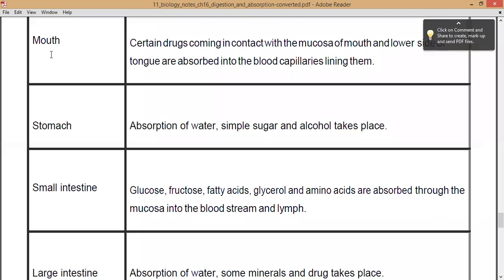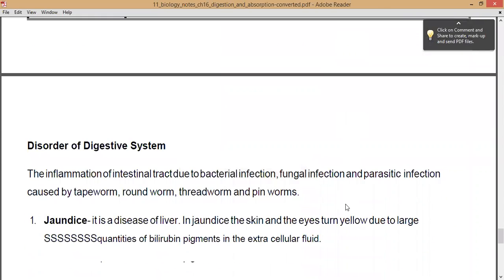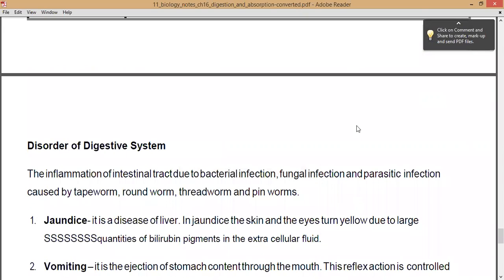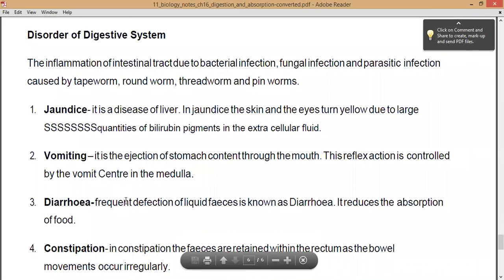So these are the different organs which are responsible for different absorption at different times, right? So this was about the digestion as well as the absorption which takes place in your body. Now we are going to see several disorders which are related to the digestive system.